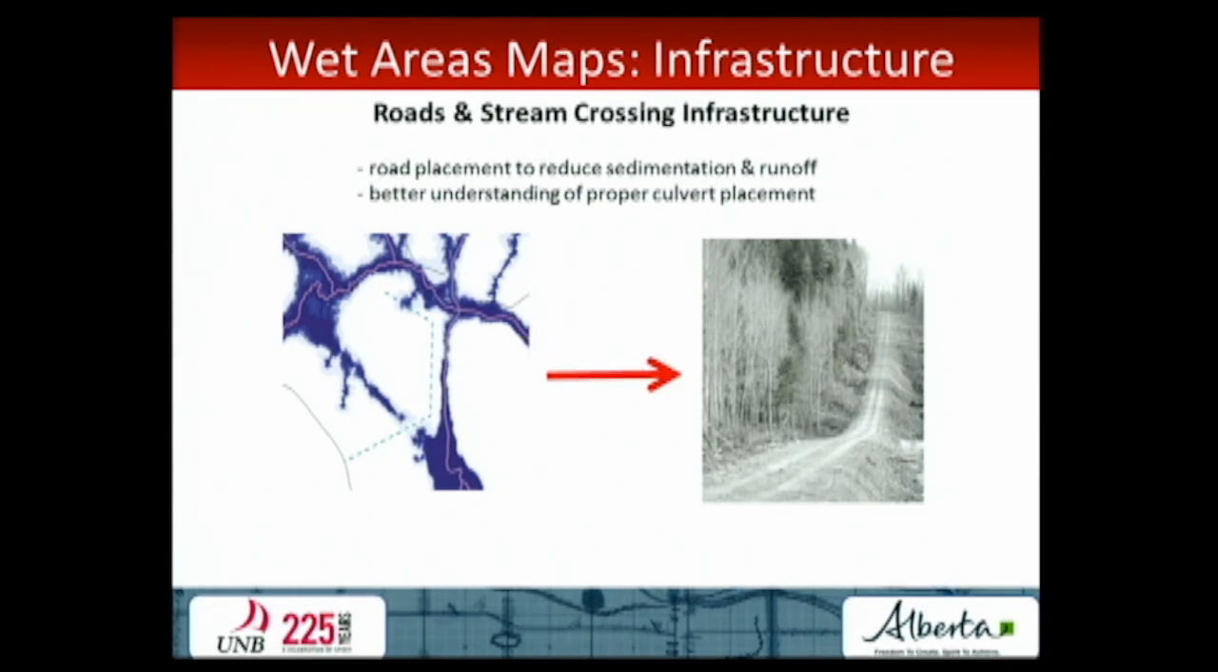One of the other uses tends to be in road and infrastructure placement. The proper placement of roads can greatly reduce the cost of the road in terms of backfilling the roads, in terms of the requirement for the number of culverts and the maintenance on these culverts. So having the wet areas mapping data before you start to look at your infrastructure placement can really start to save you money.